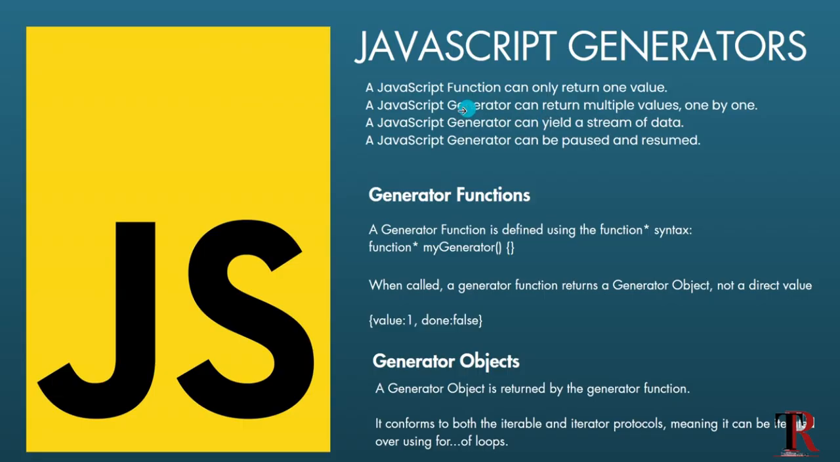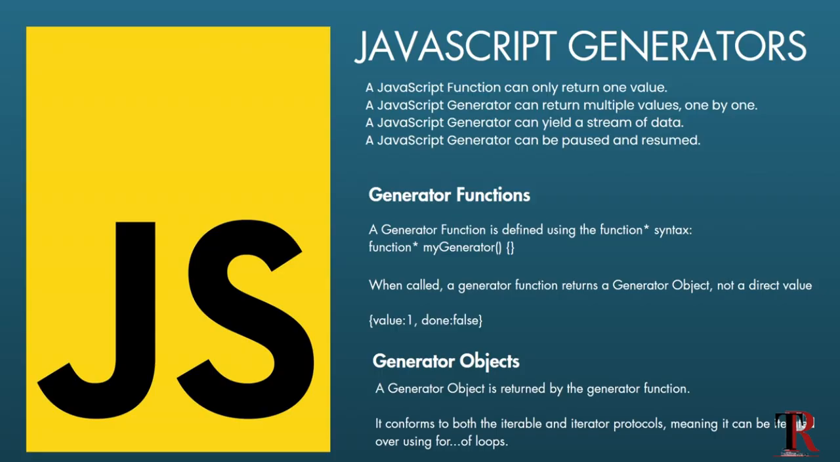Now, before we talk about what a generator function is, I want to quickly read from what I have here on the screen. A JavaScript function can only return one value. A JavaScript generator can return multiple values, one by one. A JavaScript generator can yield a stream of data. A JavaScript generator can be paused and resumed.